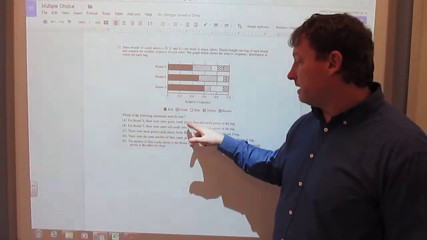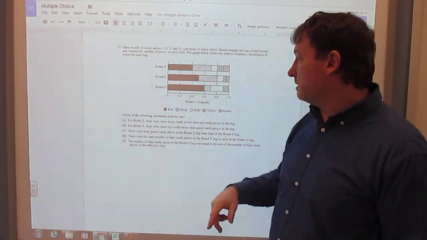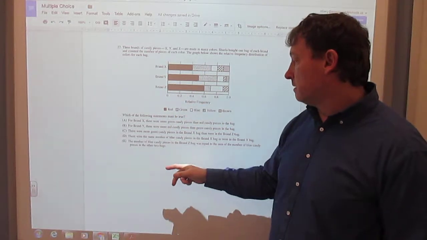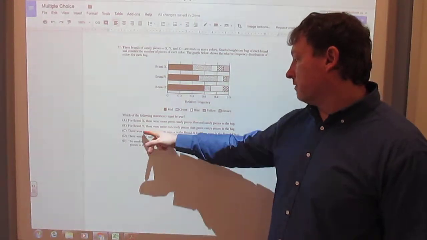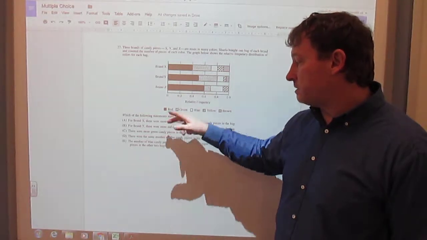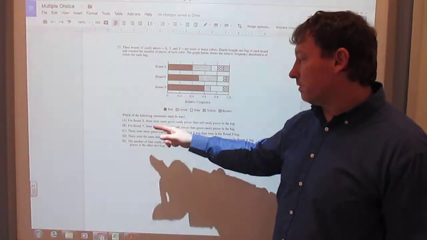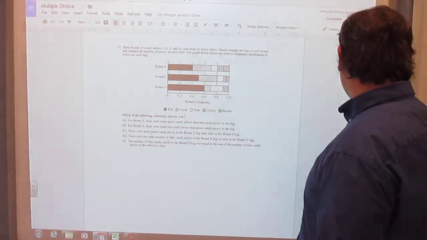There were more green candy pieces. But this is talking about just brand X, so can we say that for just brand X? For brand Y, there are more. Here they're comparing the two. So we can't compare the number of pieces between bags. We can only compare the number of pieces within the bag by looking at the percentages.